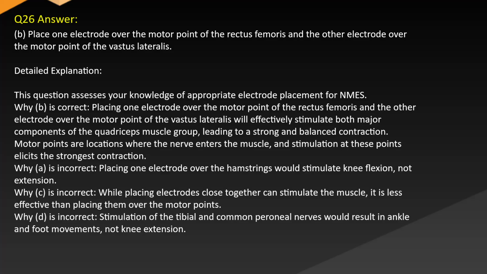Motor points are locations where the nerve enters the muscle, and stimulation at these points elicits the strongest contraction. A is incorrect. Placing one electrode over the hamstrings would stimulate knee flexion, not extension. C is incorrect. While placing electrodes close together can stimulate the muscle, it is less effective than placing them over the motor points. D is incorrect. Stimulation of the tibial and common peroneal nerves would result in ankle and foot movements, not knee extension.